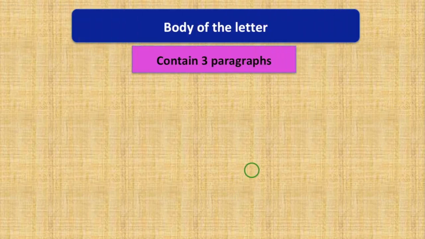Now, what should be the body of a letter? As I have told you, after doing all that, that is the sender's address, date, the receiving editor's address, subject, salutation, everything, then you have to write the body of the letter, because in that part you have to tell the editor what or why you are writing this letter. So this body part contains 3 paragraphs.